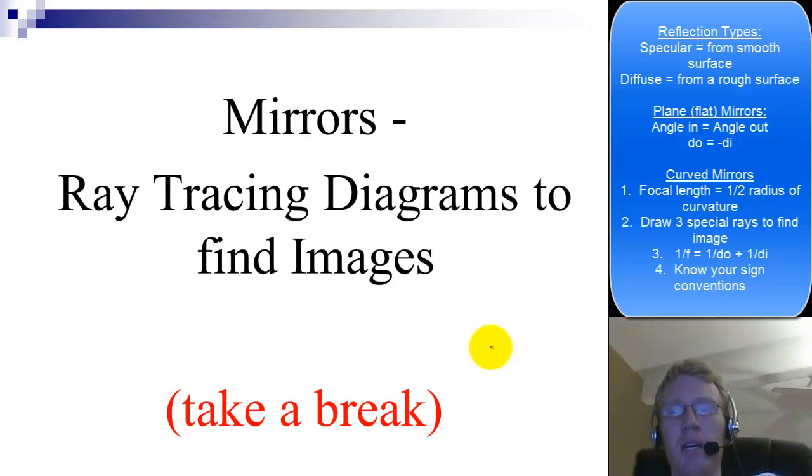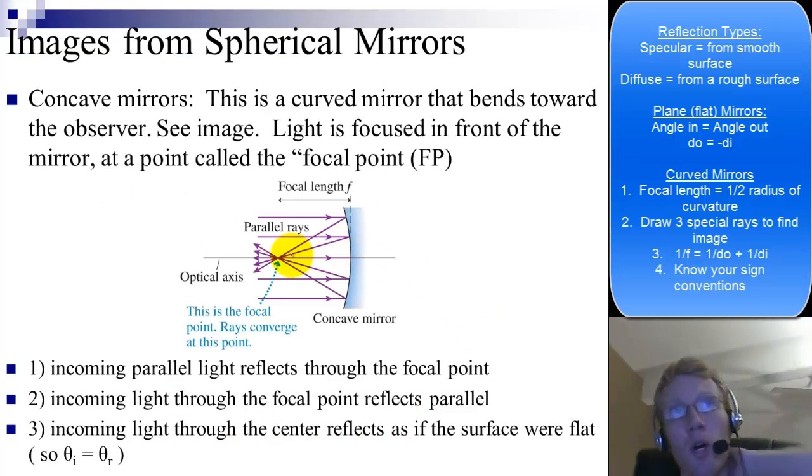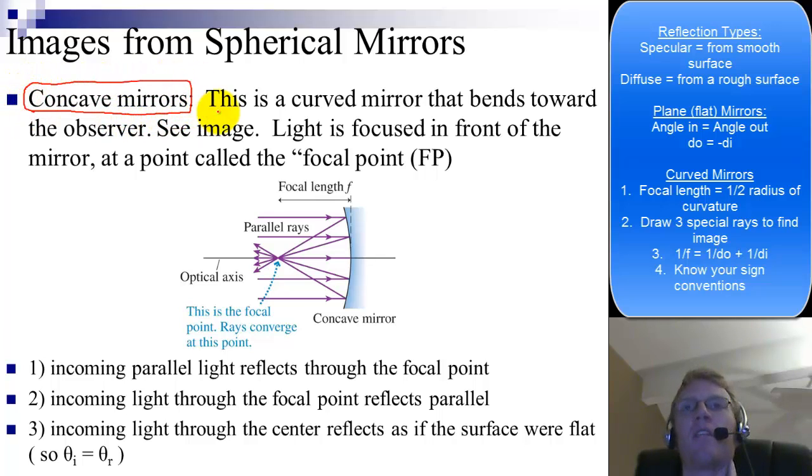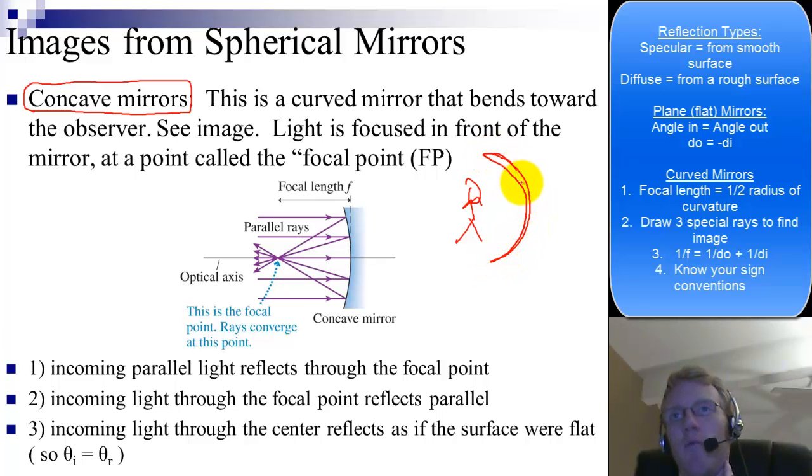Alrighty, welcome back from your break. We're now going to look at how to do ray tracing diagrams to find images for curved mirrors. So if you have a spherical mirror, there's two types you can have. One is called convex, one is called concave. So we're going to look at concave mirrors first. Concave means that the curved mirror is bending towards the observer. So if you're standing here, the mirror is like this. So I always think of it as like a cave that you could walk into.